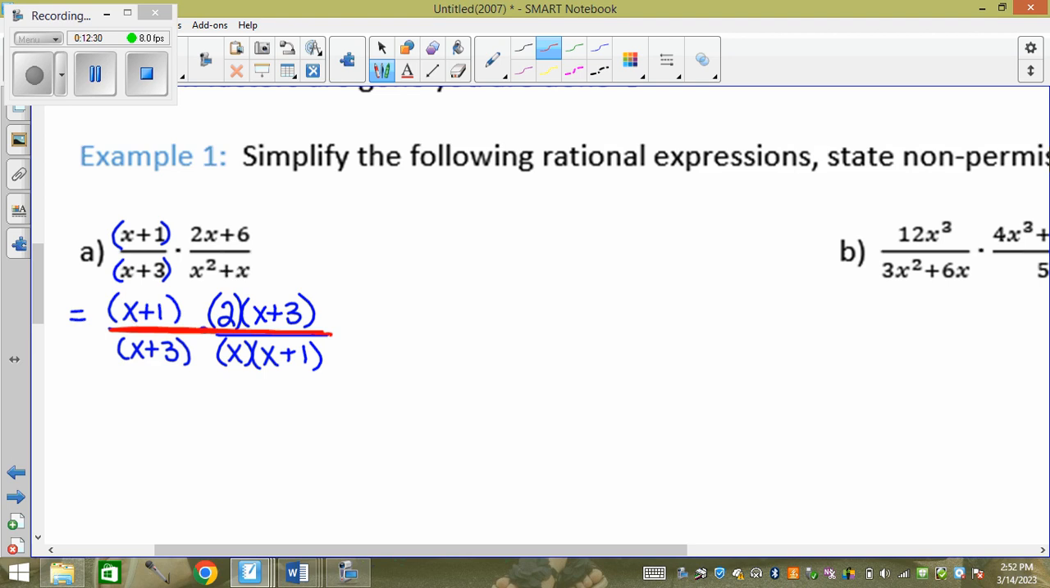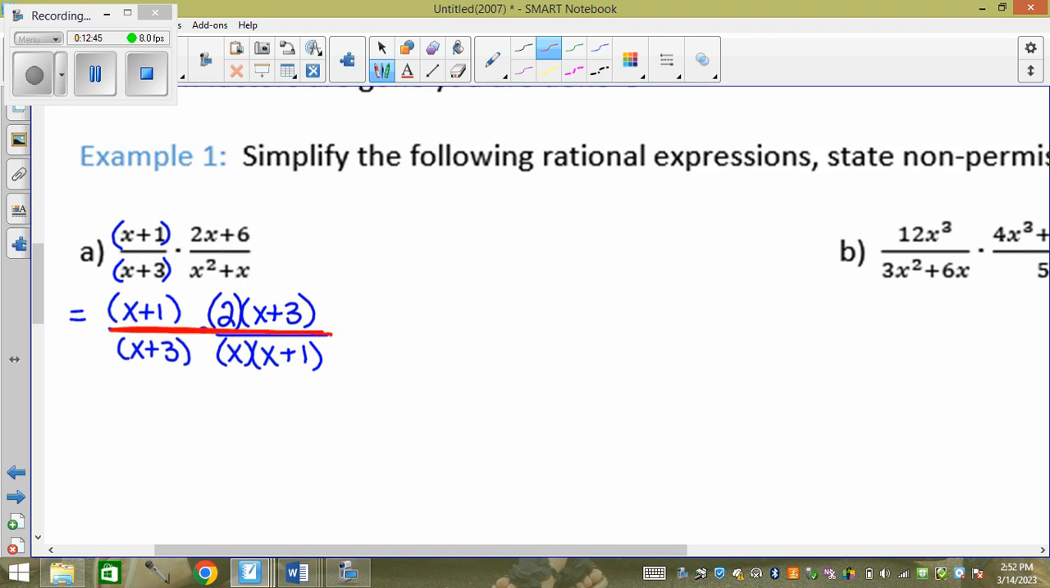Now, how many brackets do I have in my denominator now? Make sure you're paying attention. I have 3. How many of them have variables? 3. So how many MPVs am I going to get? 3. However many brackets in your denominator that have variables will be the number of MPVs.